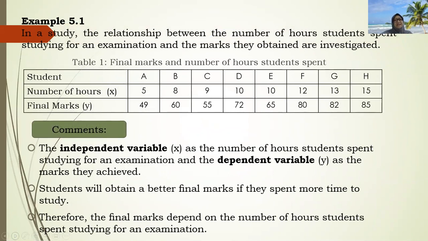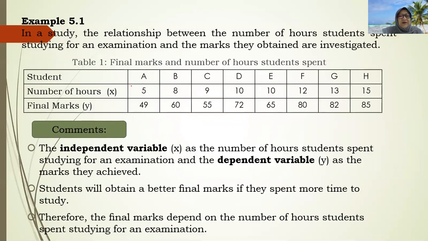This is a study where the relationship between the number of hours students spend studying for an examination and the marks they obtain is investigated. So this is real data that I recorded from one of my classes in previous semesters. Let's say I have students A up to H, sorry, 8 students. So there are the numbers of hours students study.